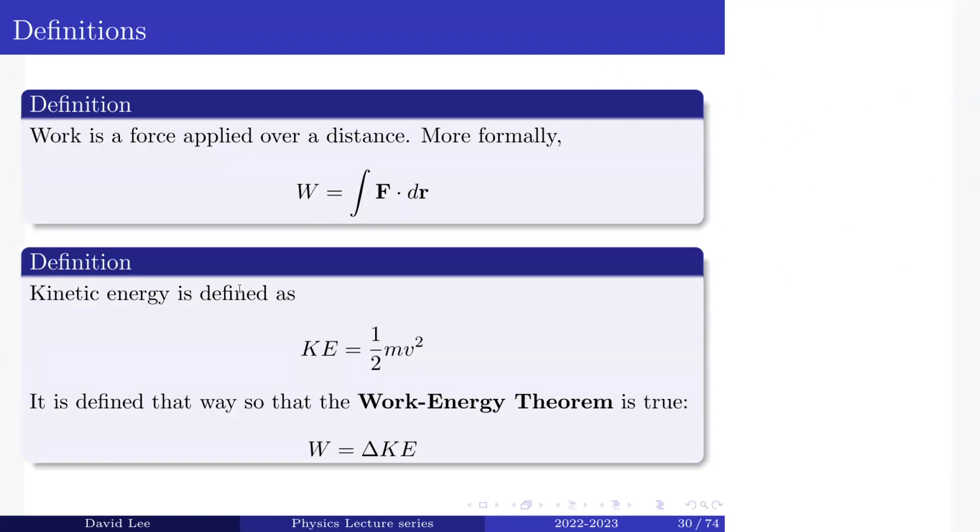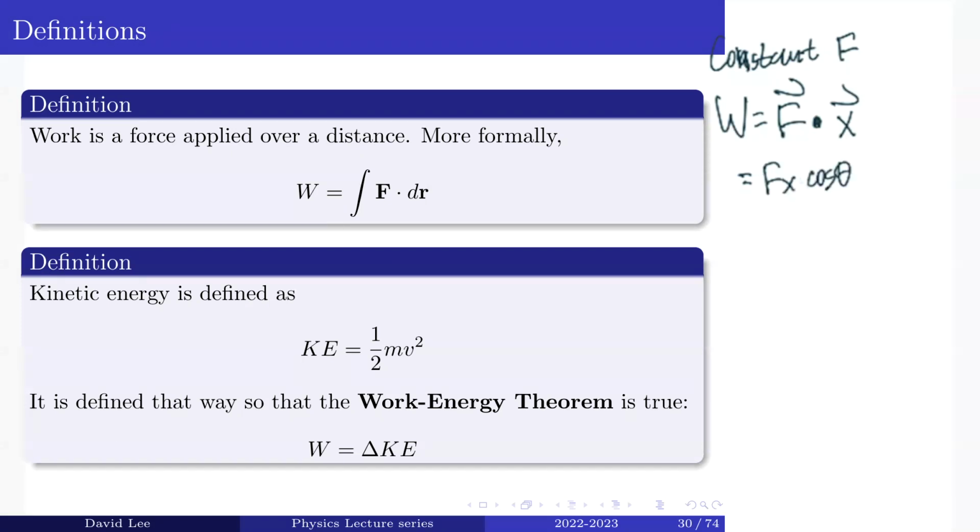First of all, work is a force applied over distance, so the integral of F dot dr. And for a non-calculus version of this, I guess this will just be constant force. So if the force is constant, then the work is just the force dot the displacement. So this is the dot product. We can also write it as the force times the displacement times cosine theta, where theta is the angle between them.